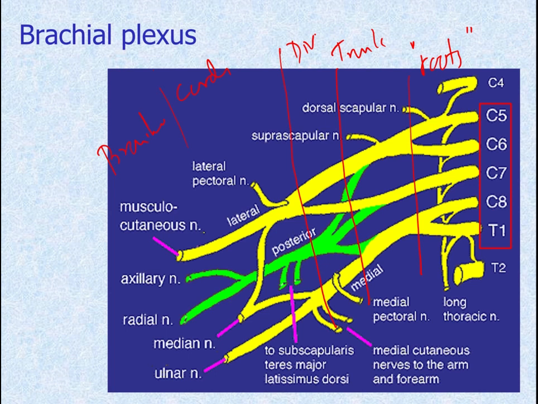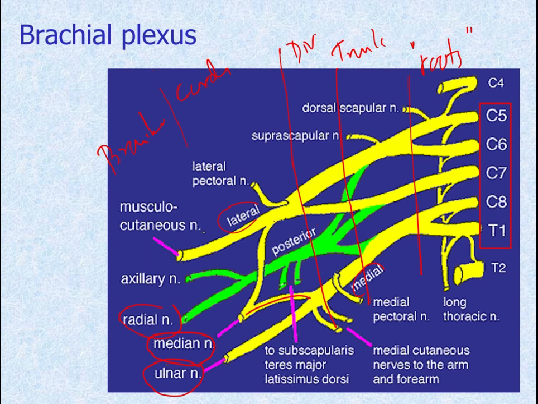So when it comes to branches, as I said before, it's 3, 5, 5. Now there's another point that you can remember here. Radial nerve is the main nerve that supplies the posterior compartment of the arm. Radial nerve is a branch of the posterior cord, and the ulnar nerve is a branch of the medial cord. And the median nerve, on the other hand, is derived from both lateral and medial cords.